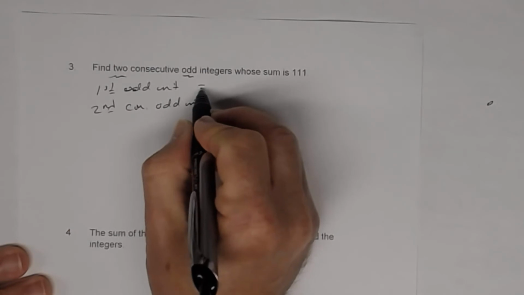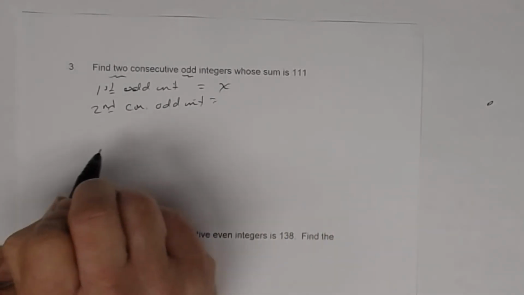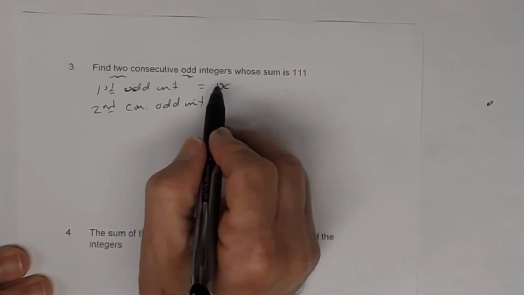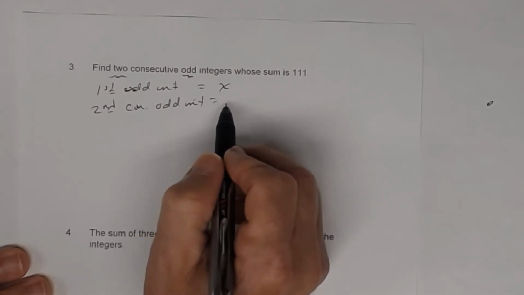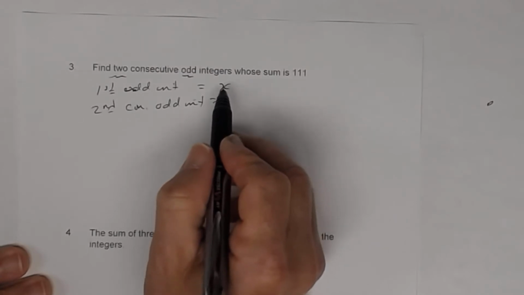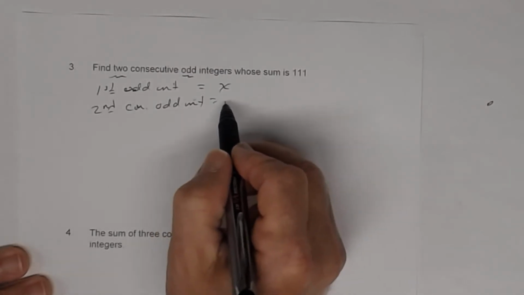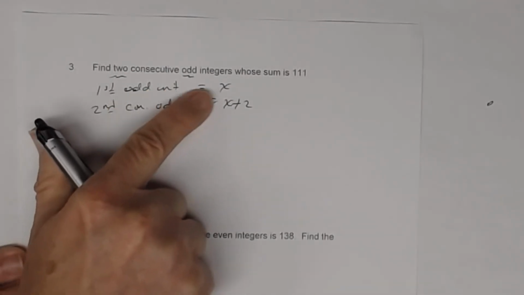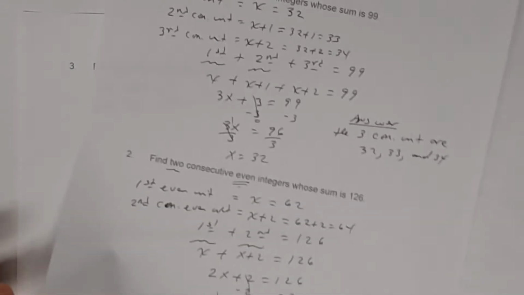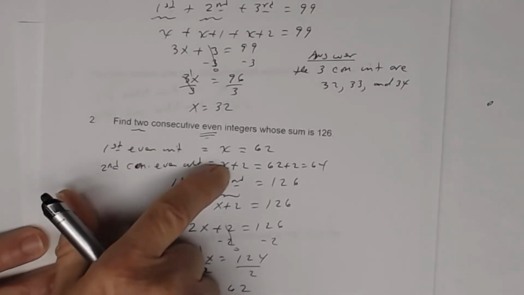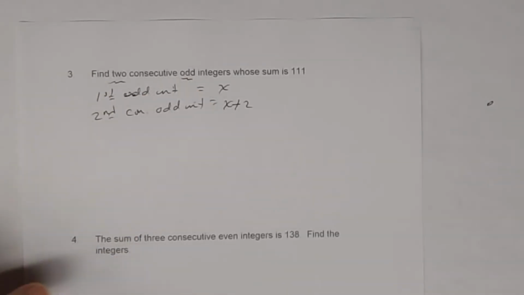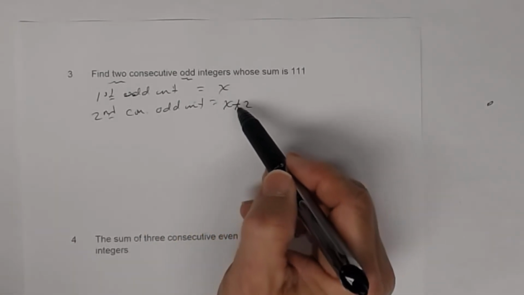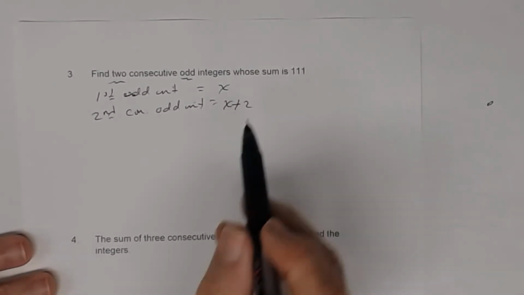Okay? So let's go ahead and let the first one be x, and then you're looking for the next odd integer. So think, if my first one is 5, then the next one has to be 7, right? So how do you go from 5 to 7? You added 2. All right? So the expressions here are the same as they were for even: x plus 2. Always think about it. If this is 7, then this better be 9. 7 plus 2 is 9. All right, so that's why you add 2.